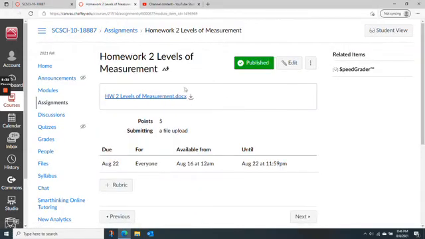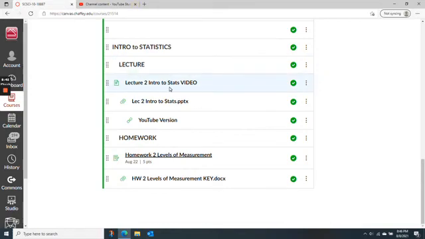And you'll see in the homeworks that you can download the Word document that has the actual homework in it. And for this levels of measurement homework, you need to watch this lecture. So if you haven't watched all of this lecture, you can't do this homework. So watch that lecture to help you understand the homework. And the homework should be pretty straightforward if you've watched the lecture.